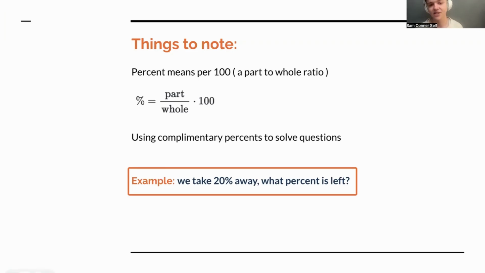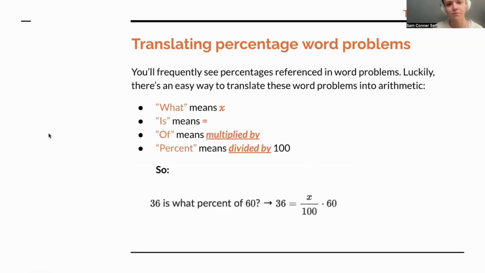So the example here is that if we take 20% away, what percent is left? 80%. The College Board isn't going to ask you any questions that are just this right here. If we take 20% away, what percent is left? This is usually going to be part of a larger question that you have to solve. Yeah, so keep going.